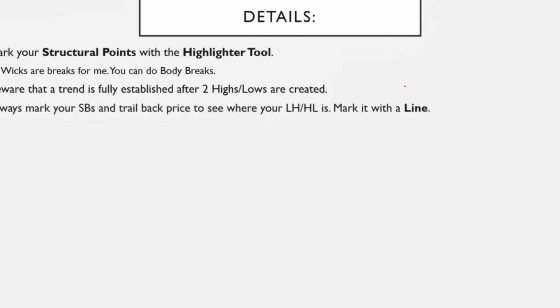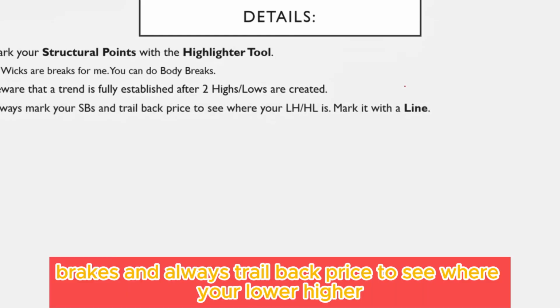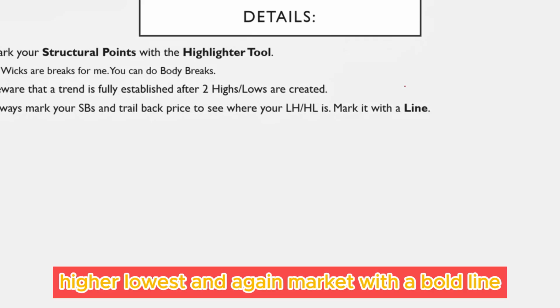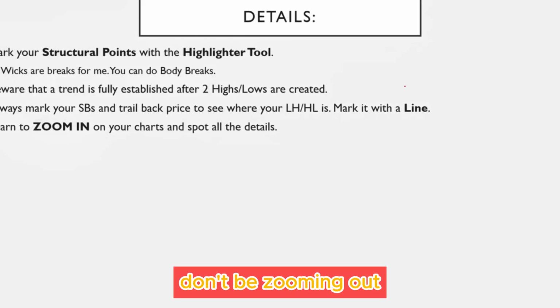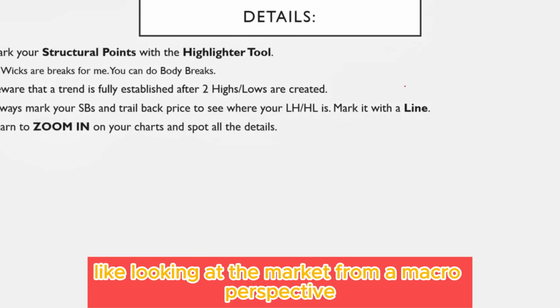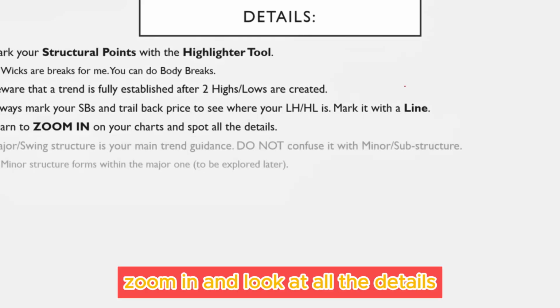Okay? As I taught you in examples, always mark your structure breaks and always trail back price to see where your lower high or low is. And again, mark it with a bold line. Learn to zoom in on your charts and spot all the details. Don't be zooming out, looking at the market from a macro perspective. You're not like positional traders. Zoom in and look at all the details.